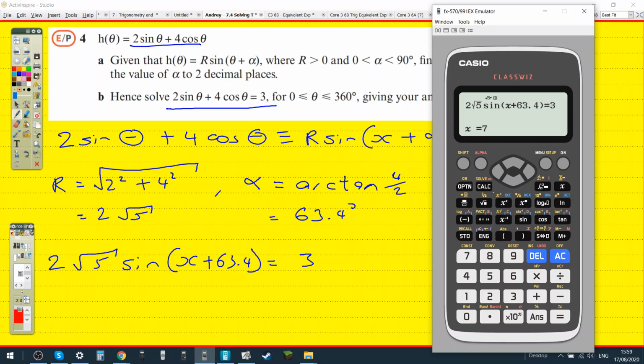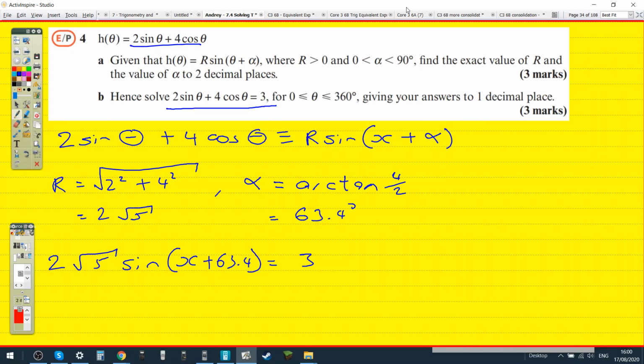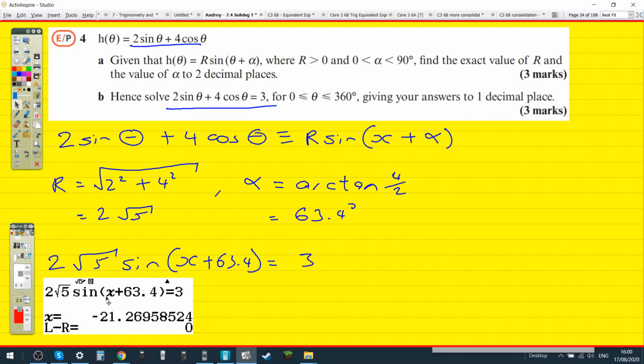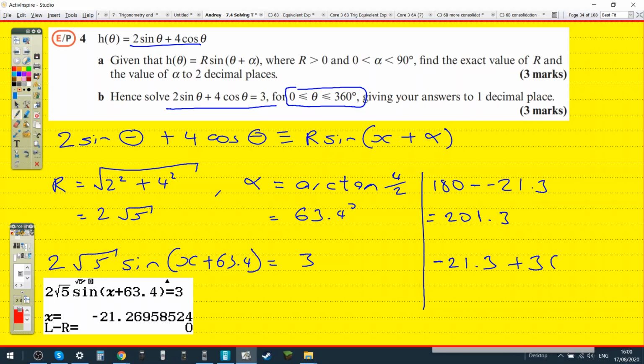Do you have it? I got no solutions. I got -21.3. How could you get an additional answer? Oh, you would do 180 minus 21.3, and that would be 201.3. And how do we get another answer in our range? I'm not sure how to get the second answers. It'd be our first one minus 21.3 plus another 360. So that would be 338.7. Yeah, I think so.